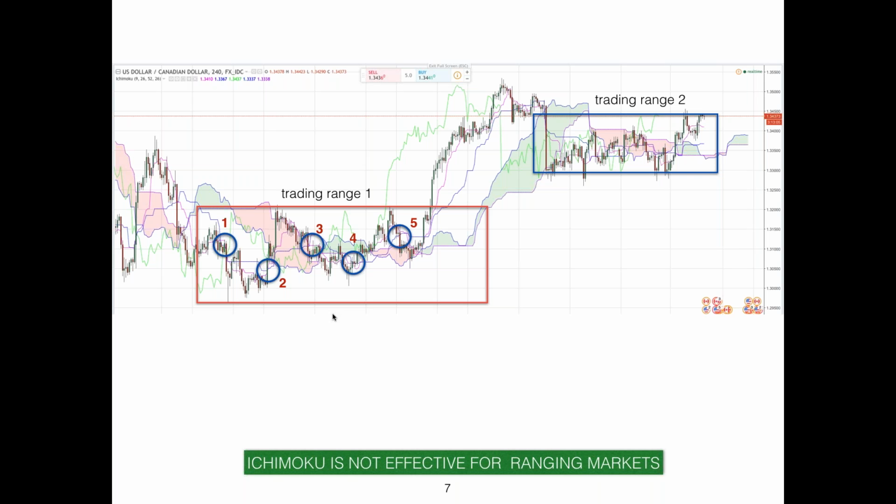The Tenkan-sen also crossed above and below the Kijun-sen with the price. In addition, there were many Kumo twists within this very small price range. Here are some Kumo twists.